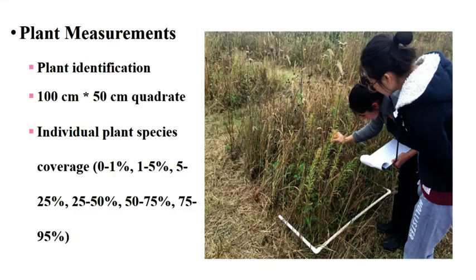For plant measurement, we did plant identification. We use a 1 meter by 15 centimeter quadrat, and we identified each species' coverage by these percentage classes: 0 to 1, 1 to 5, 5 to 25, 25 to 50, 50 to 75, 75 to 95. This picture shows a postdoc in this department who helped me do the plant identification. She worked for Dr. Lieberman and is an expert in plant identification, so I appreciate her help.